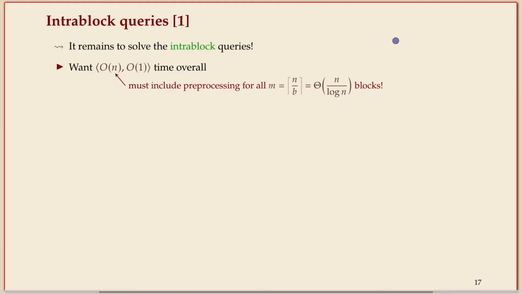So what's left is these intra-block queries, the queries that are contained entirely inside one block. We want overall the same time that we got for the blue range, so linear preprocessing, constant query time. But we have many, many blocks. The number of blocks is n over log n. So we somehow can only spend log n preprocessing time per block.